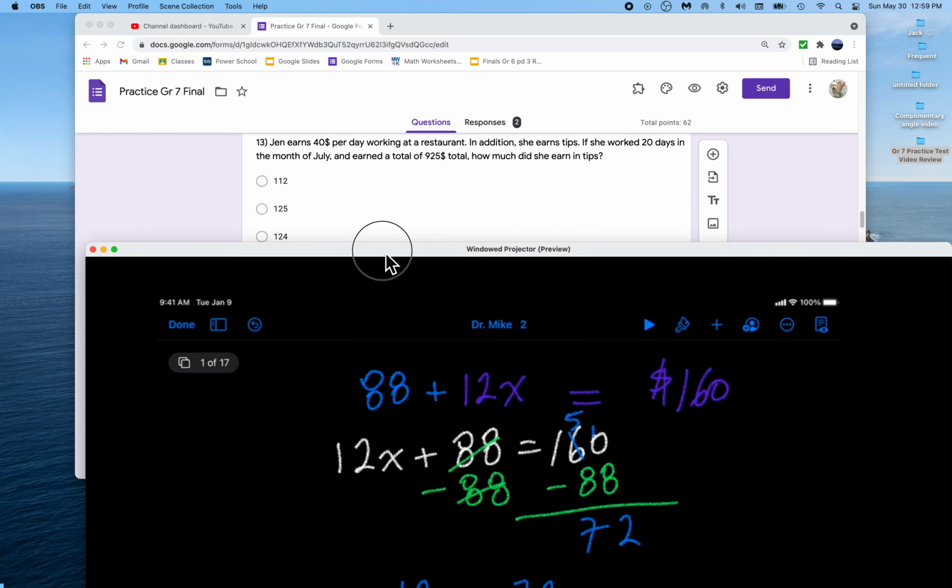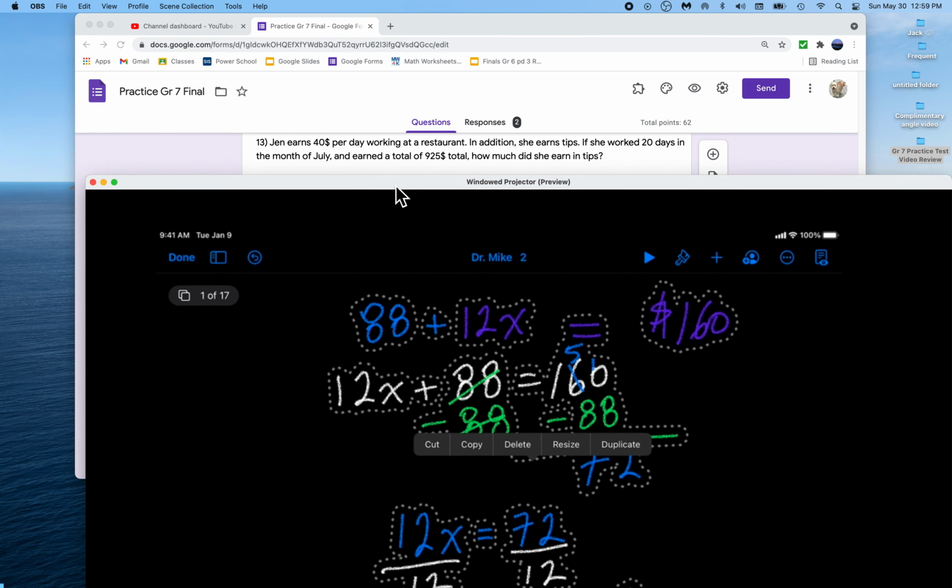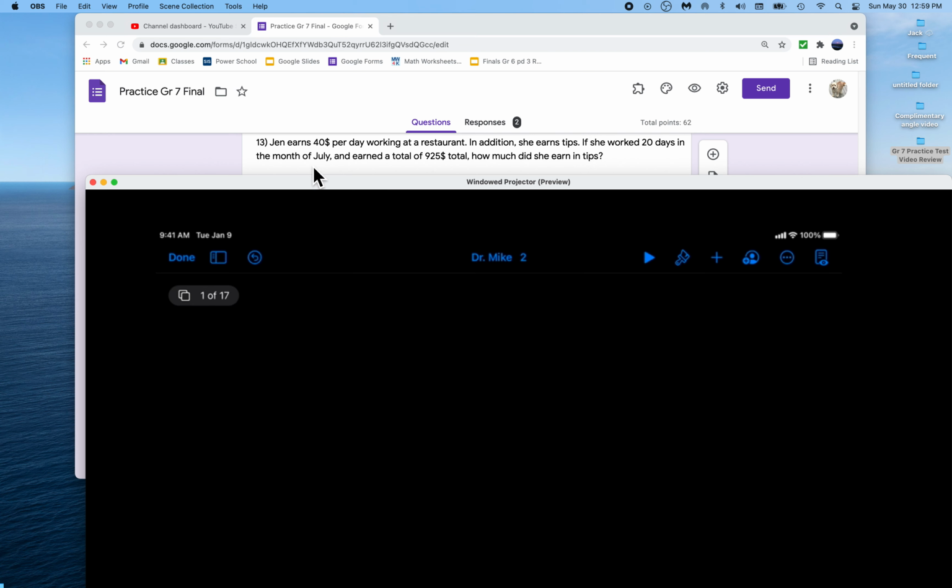Next one, another word problem. We're going to stay organized. We're going to convert words to math. Okay. Jen earns $40 per day at a restaurant. Here we go. $40 per one day.